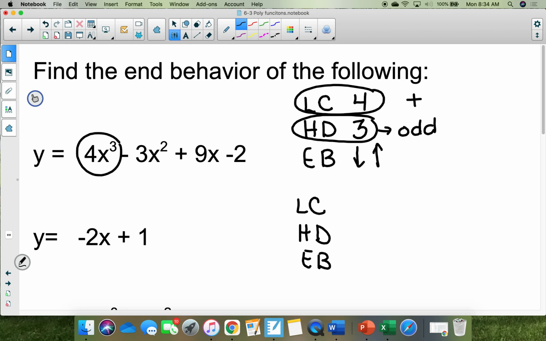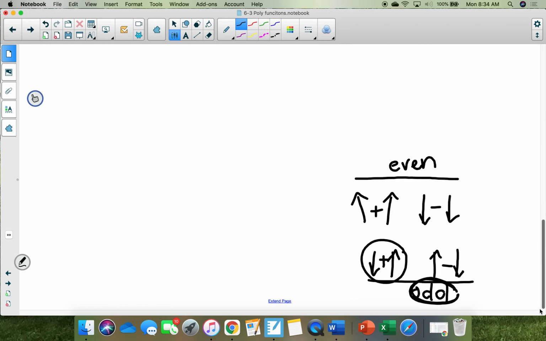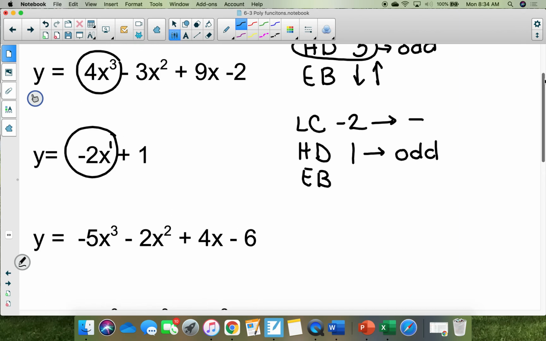Let's do another one. The leading coefficient is a -2. Your highest degree is 1. This is an odd number. This number here is negative. So this one is negative and odd. So let's look back at this chart. Negative and odd is up and then down. Up and then down. Okay, let's do a couple more.